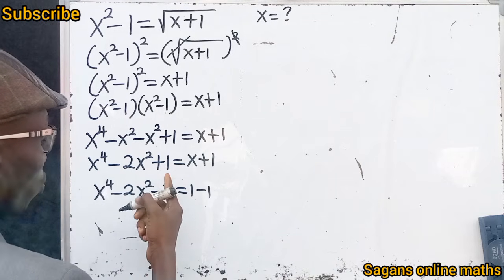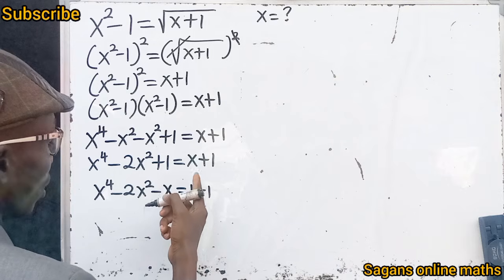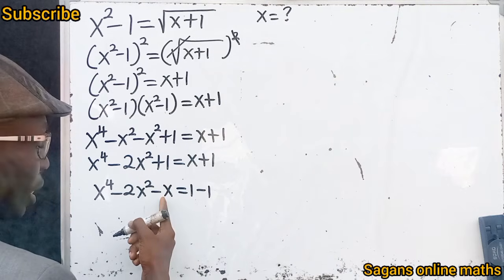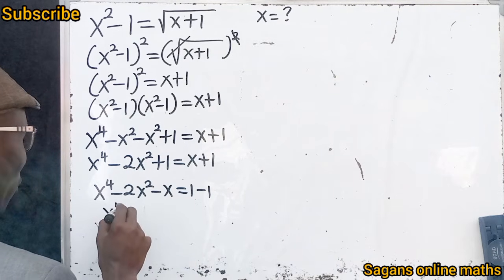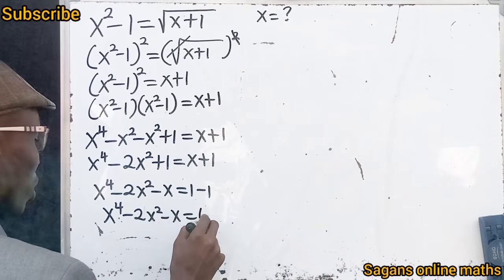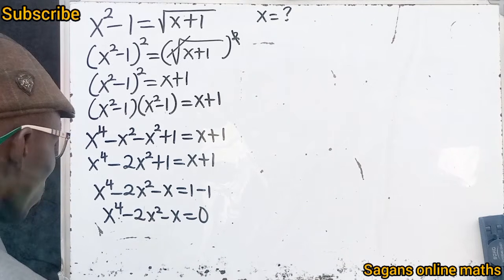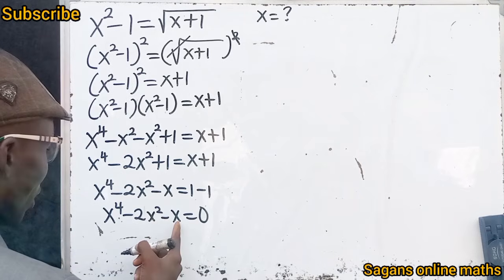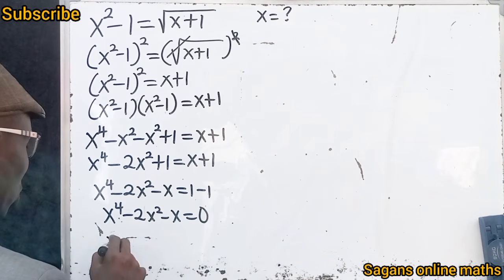We'll collect like terms. We'll bring this 1 outside, that's why it becomes minus 1. We'll bring this x inside, so it becomes minus x, right? Now see that x to the power of 4 minus 2x squared minus x is equal to 0. Wow. So what is common? Consider that x is common, right? x is common.